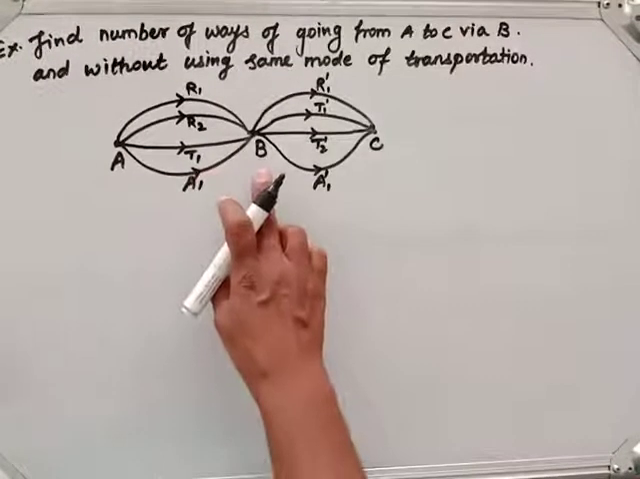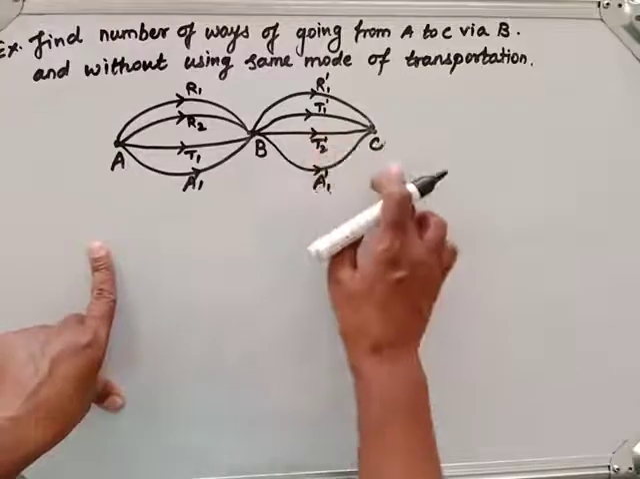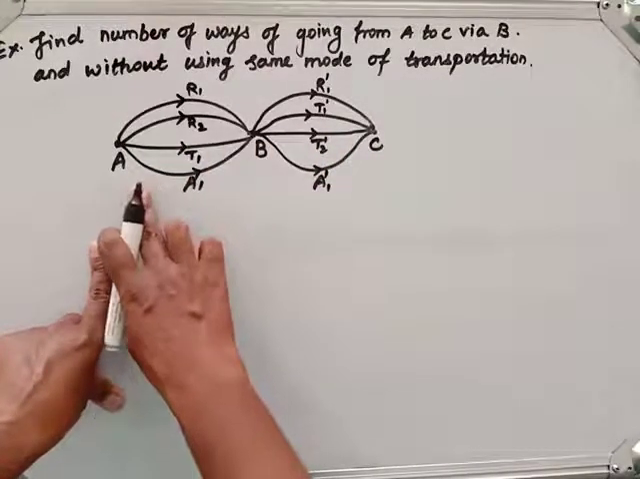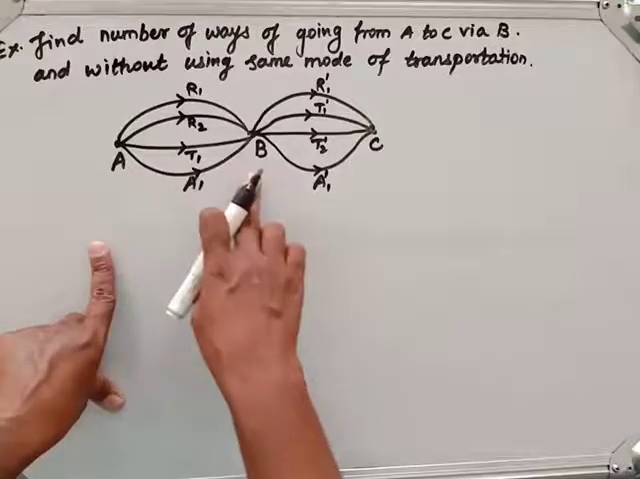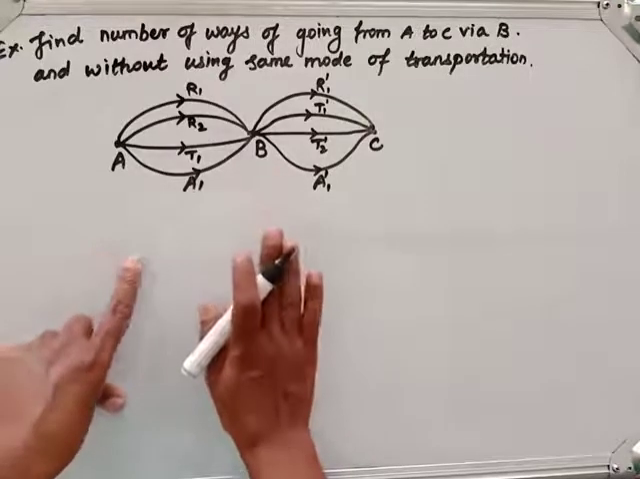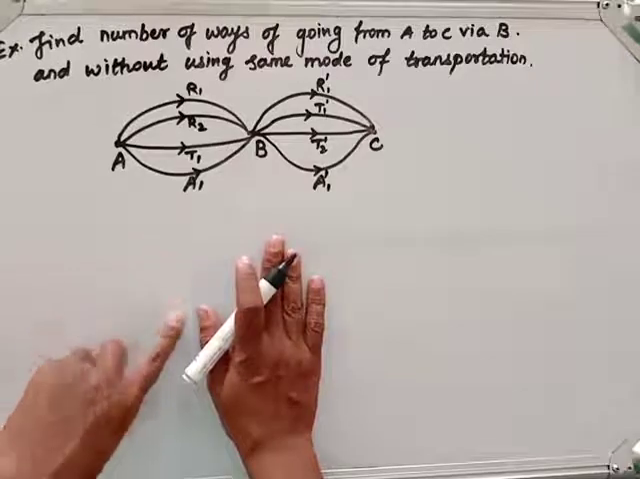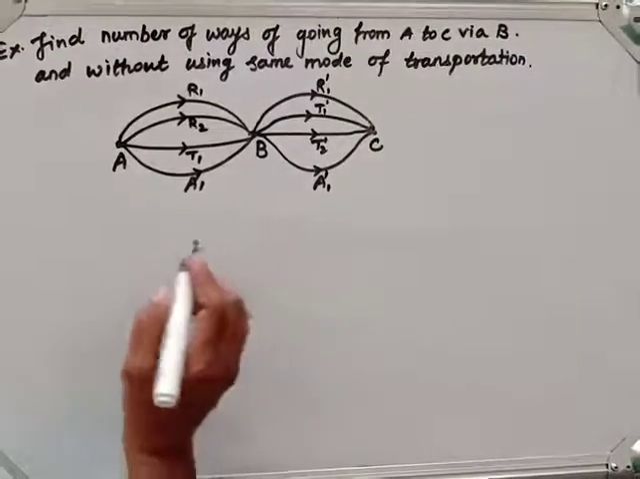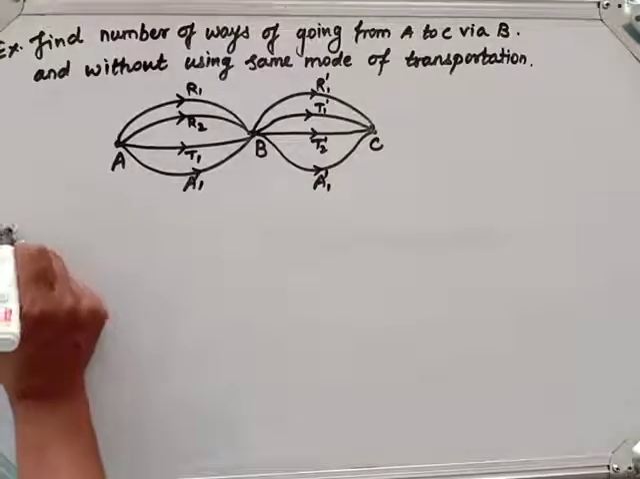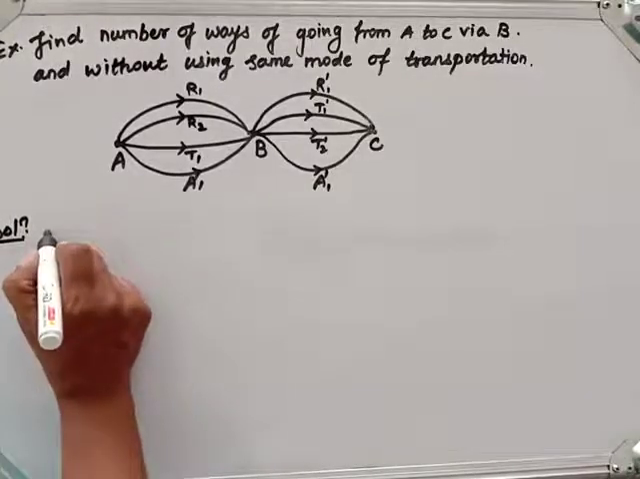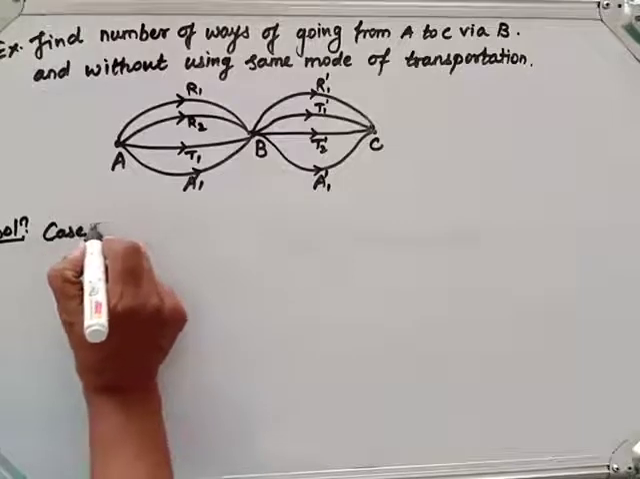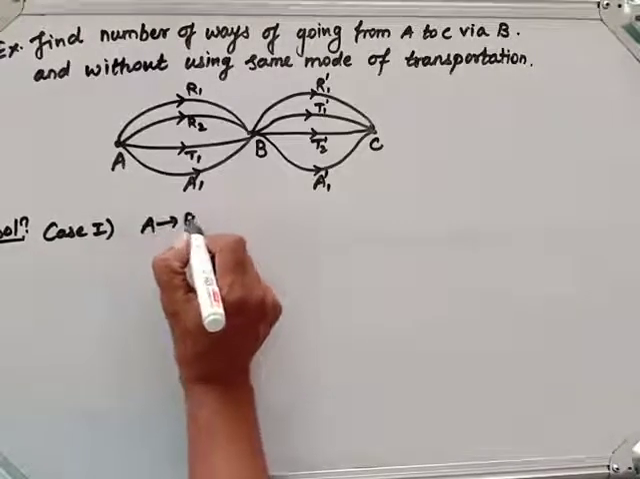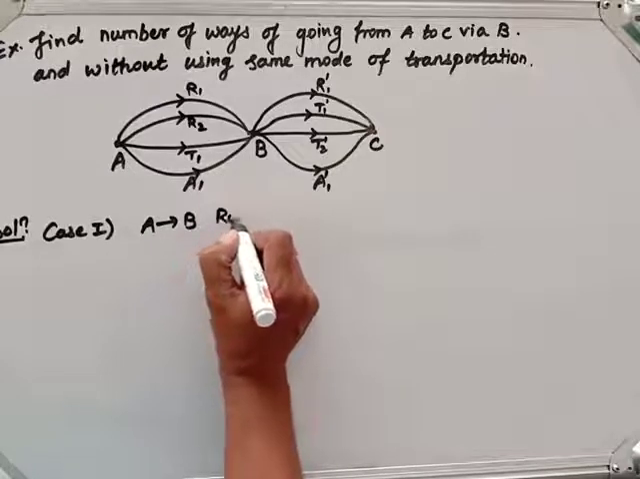It doesn't happen that when we go from B to C, we don't remember how we came from A to B. So these are not independent events. That's why now we have to make the mutually exclusive cases. Suppose, in the solution of this, let me do the cases. Suppose case 1.